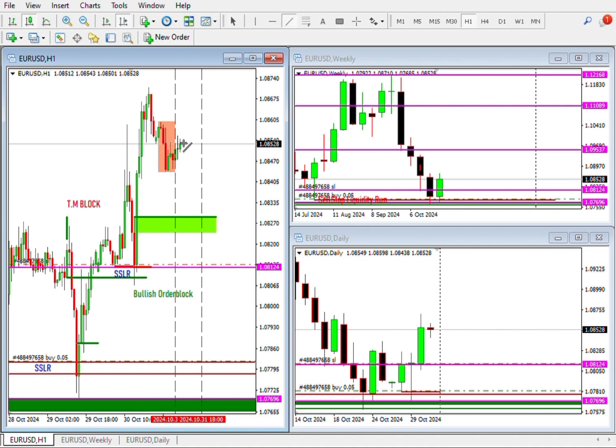So since there is a buy side imbalance, I'm expecting the state of delivery to be on sell side, up until we trade into that bullish order block, and then price will trade higher. Of course, while we trade down into that bearish order block, we would be expecting price to engineer liquidity prior to trading into the bullish order block.